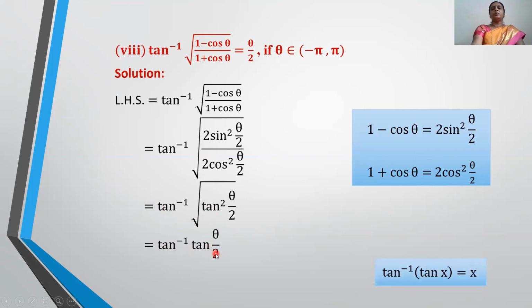Again, you know the property of inverse trigonometric functions. Tan inverse tan x is equal to x. Therefore, this is theta by 2. Here x is theta by 2. Therefore, tan inverse tan theta by 2 will be theta by 2, and this is nothing but your right hand side. In this way, if you know some formulas of trigonometric function, then it is very simple to solve such type of problems.